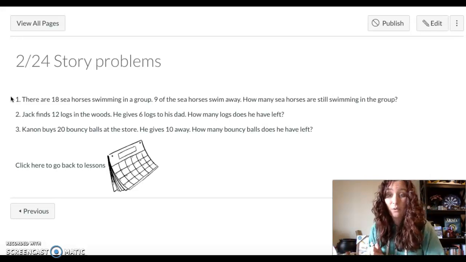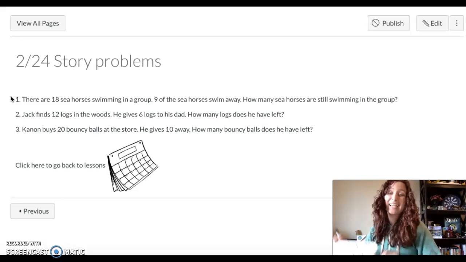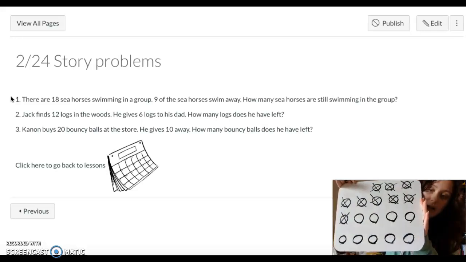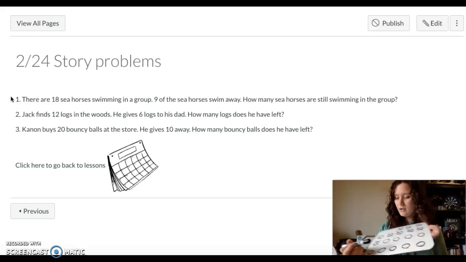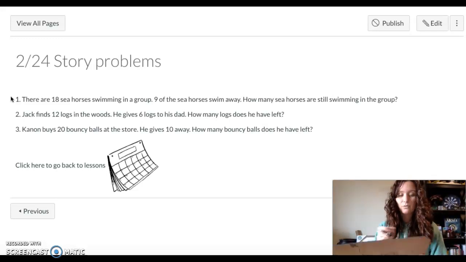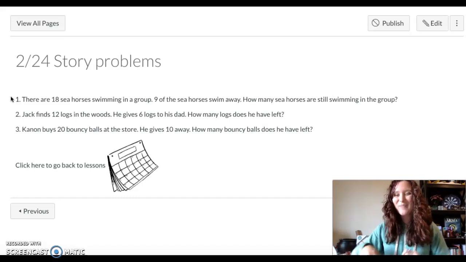Then I'm going to count the ones that I did not mark off. So I'm going to count these ones that don't have X's. That's how many are left. 1, 2, 3, 4, 5, 6, 7, 8, 9. Look at that. Our answers matched. We got it correct.